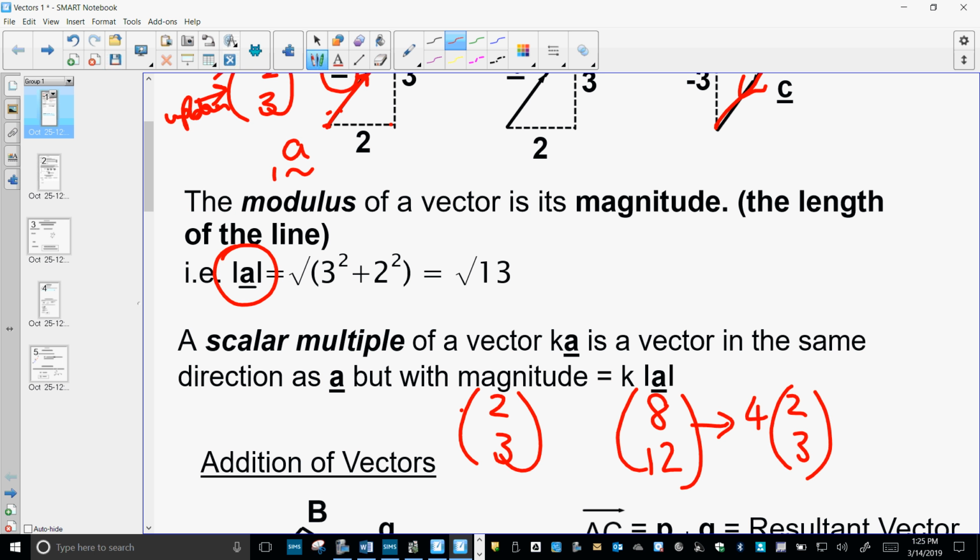Alright, so can we see that 8, 12 can be written as 4 lots of 2, 3? Yes? So they would be scalar multiples of each other? Yes? So it would also mean that they would be parallel to each other because we can do that.